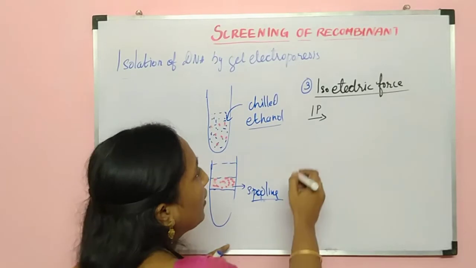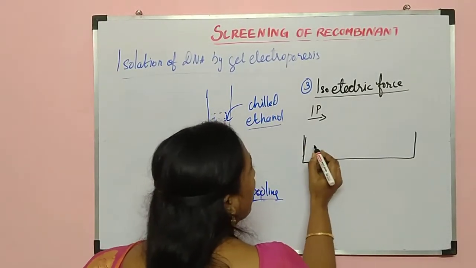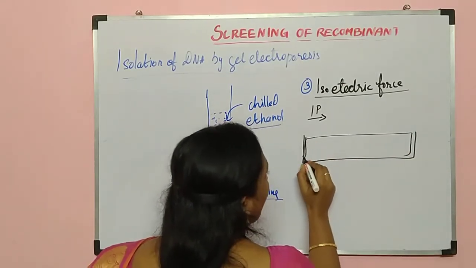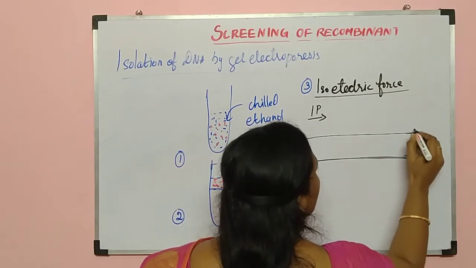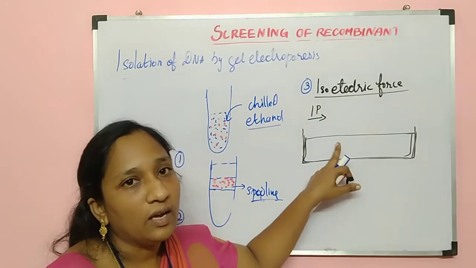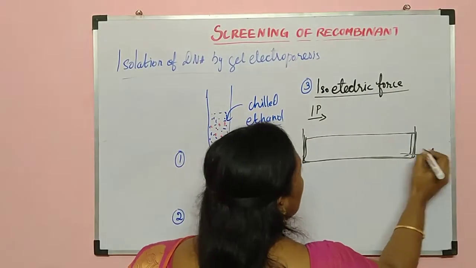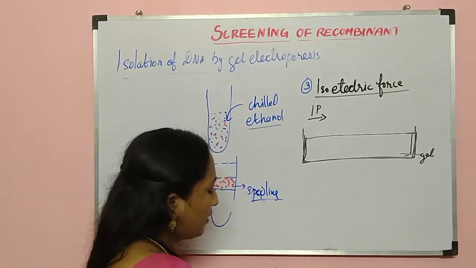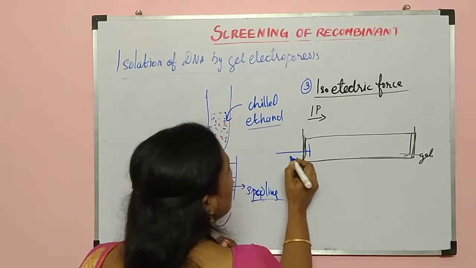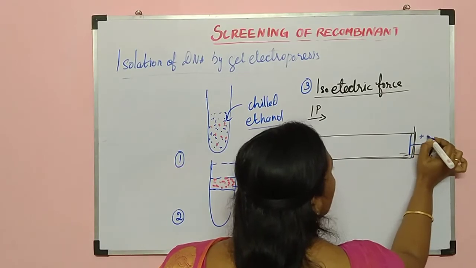So for that we are using a glass plate, and on this glass plate we add the gel. The density is based on the DNA fragment. It should have a particular density, like a jelly consistency, so we take the agarose gel. Now we have to fix the electric charge. So this is the negative terminal and this is the positive terminal.